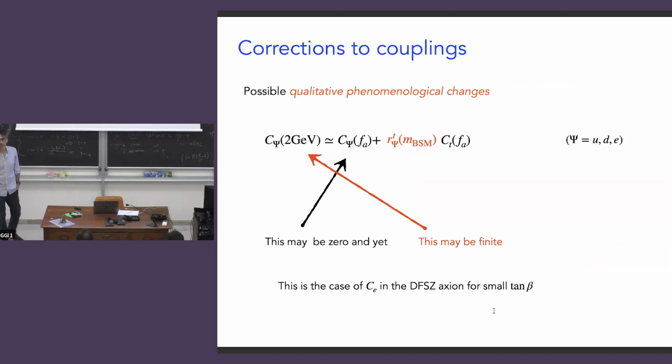Think of the coupling to electrons in the DFSZ model, right? At small tangent beta it is 0. It's proportional to sine square beta, no? But then maybe this could be finite. This is an important point, for example, in reviewing the RGB bound that Oscar discussed in his talk, as I'll show, because that depends on the electron coupling, right? So there could be even qualitative changes. So this is a fairly large effect.